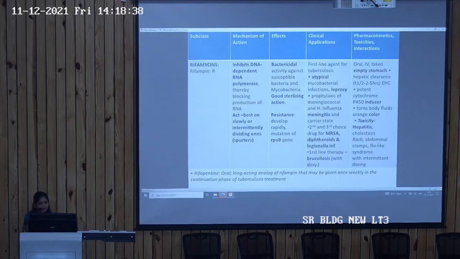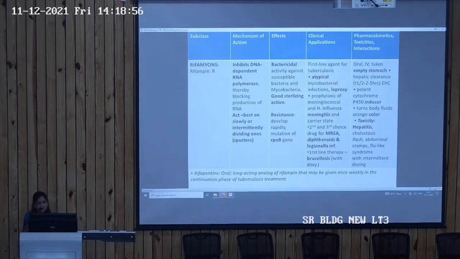It is an enzyme inducer, so you have to be careful with drug interactions, which are not there much with rifabutin. It turns the body color, body fluids, orange in color. So urine and all the orange tinge will be seen when rifampicin is given.